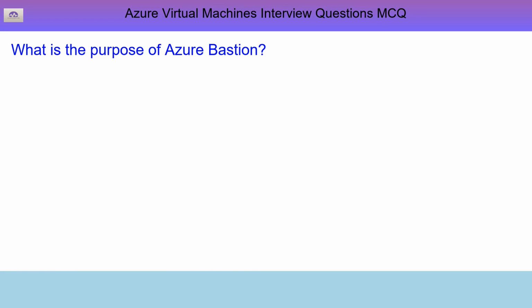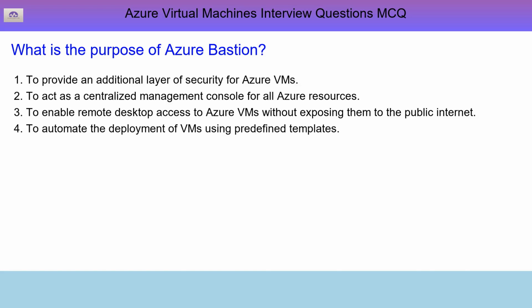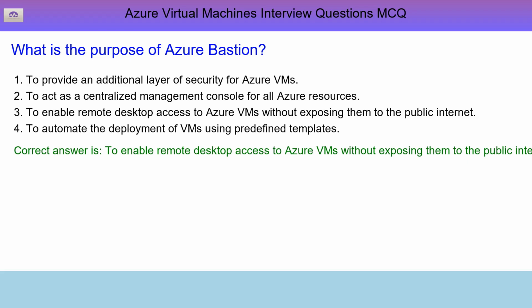What is the purpose of Azure Bastion? Here are your options. 1. To provide an additional layer of security for Azure VMs. 2. To act as a centralized management console for all Azure resources. 3. To enable remote desktop access to Azure VMs without exposing them to the public internet. 4. To automate the deployment of VMs using predefined templates. The correct answer is to enable remote desktop access to Azure VMs without exposing them to the public internet.